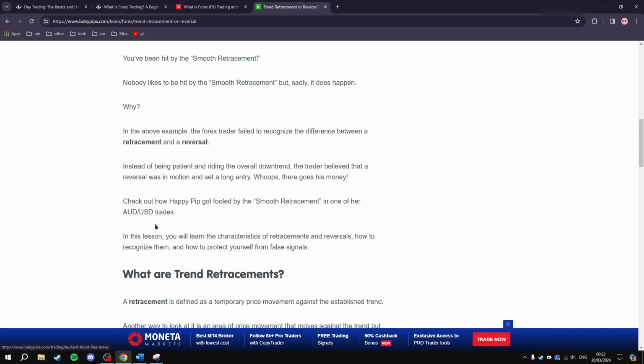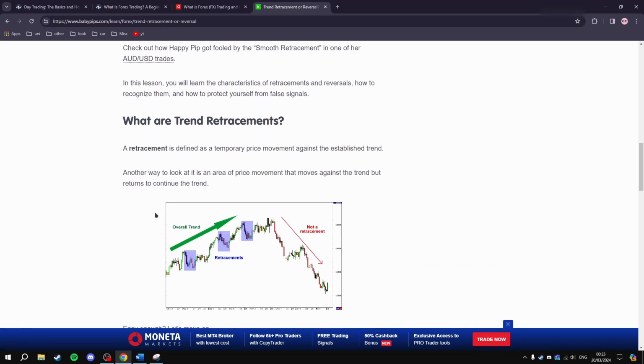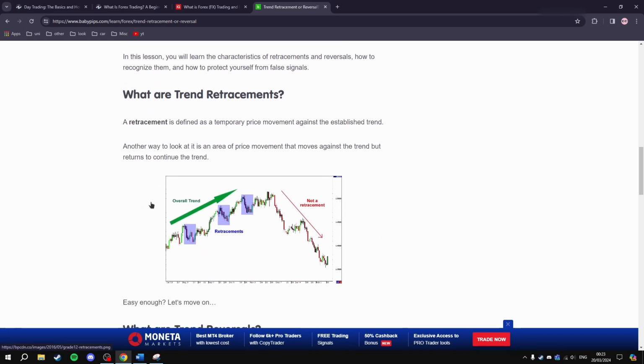Trend line break. In this lesson, you will learn the characteristics of retracement reversals, how to recognize them, and how to protect yourself from false signals. What are trend retracements? A retracement is defined as a temporary price movement against the established trend.